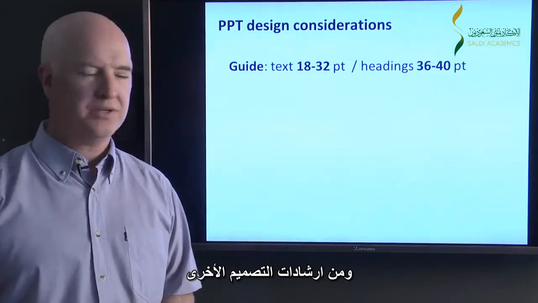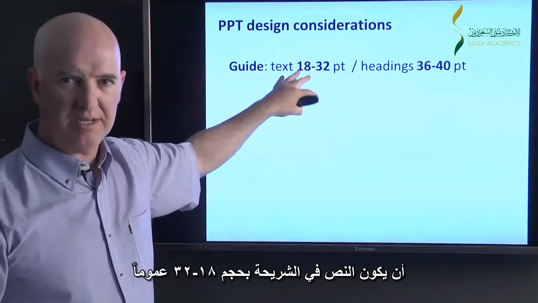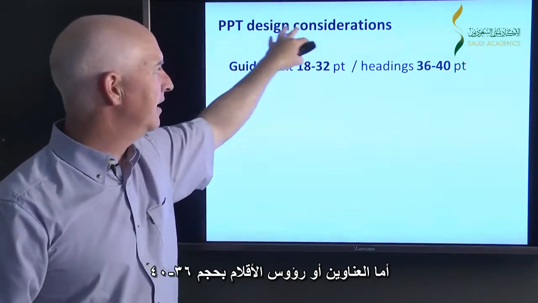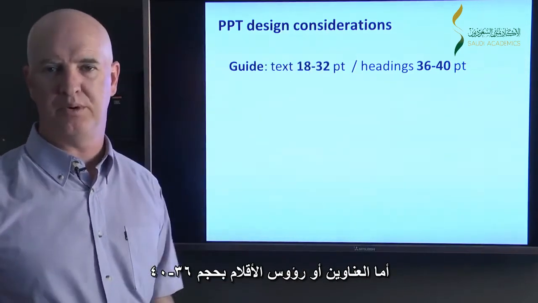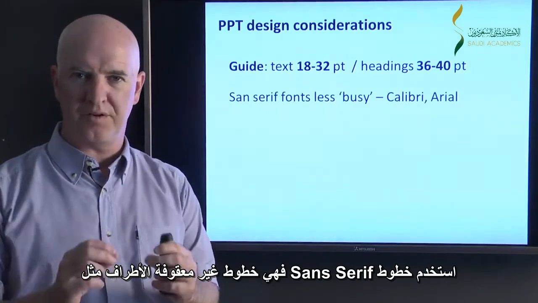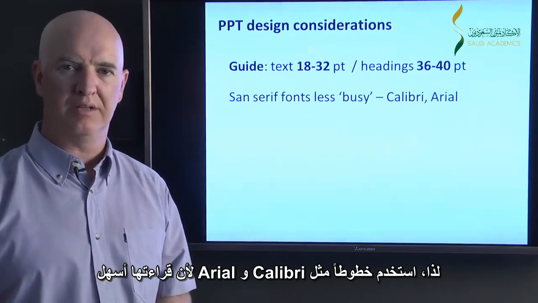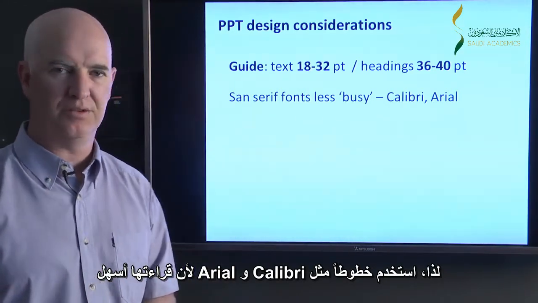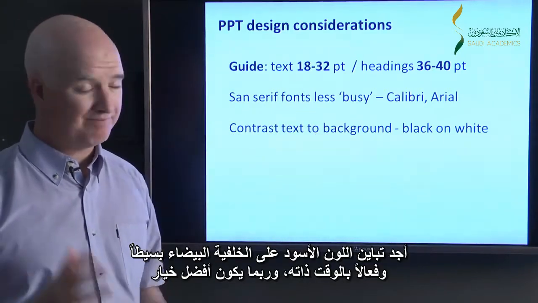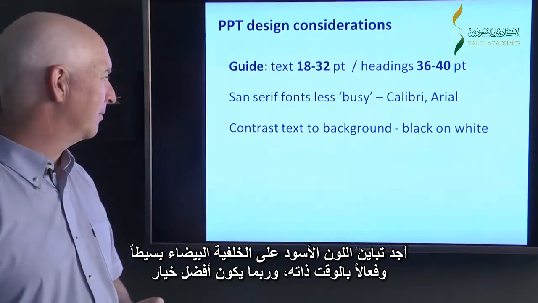Some other considerations, 18 to 32 point text generally for this size here, for this in-text font here, and for the headings, 36 to 40 point print. Tend towards sans serif fonts. They're the fonts without the little hook bit, like Times New Roman. So go for things like Arial and Calibri. They're a bit easier to read. Contrast text to background. I find black on white is simple, but it's very effective and probably the best.